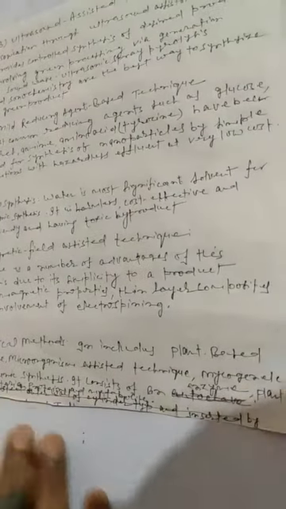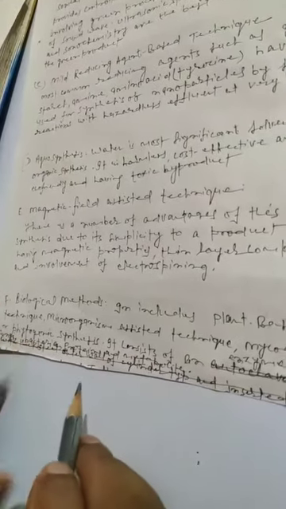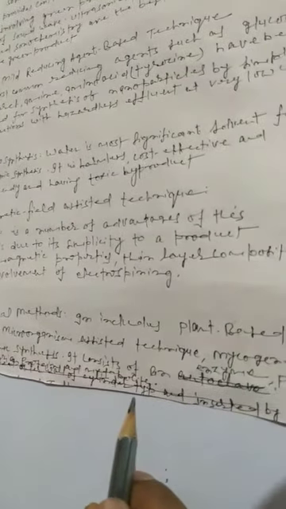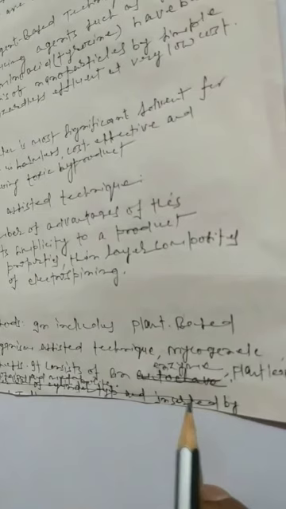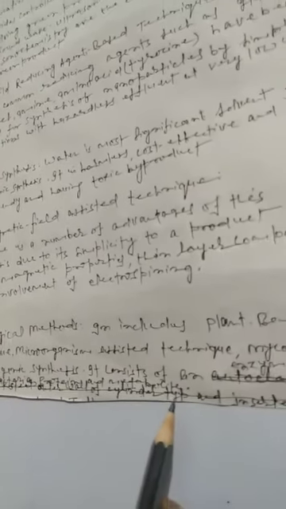Next is the biological method. It includes the plants-based technique, microorganism assisted technique, mycogenetic and the phytogenetic synthesis. It consists of the reactions with the enzymes, the plant leaves, phyto or fungi, bacteria and the secondary metabolite.